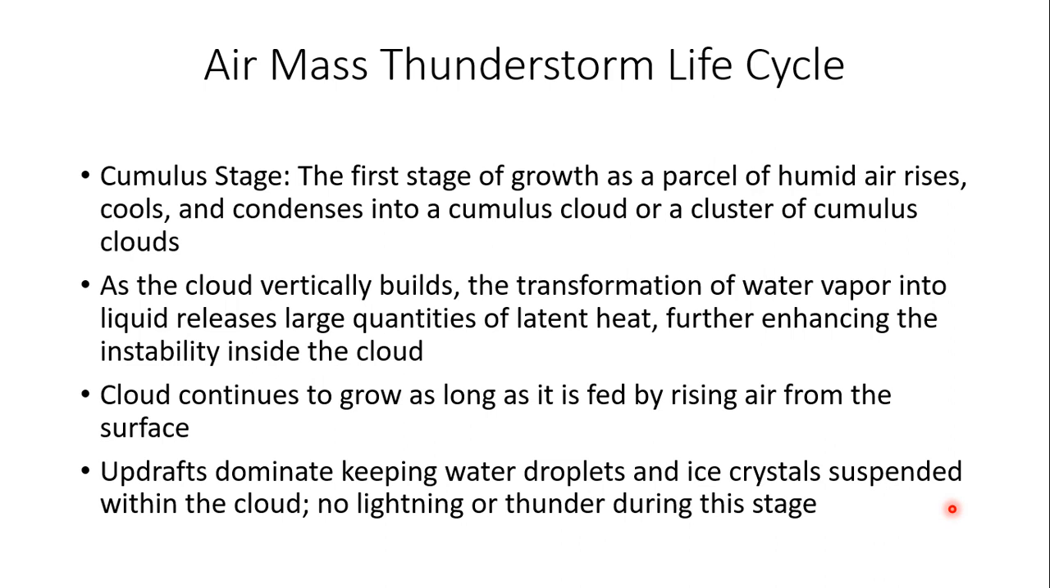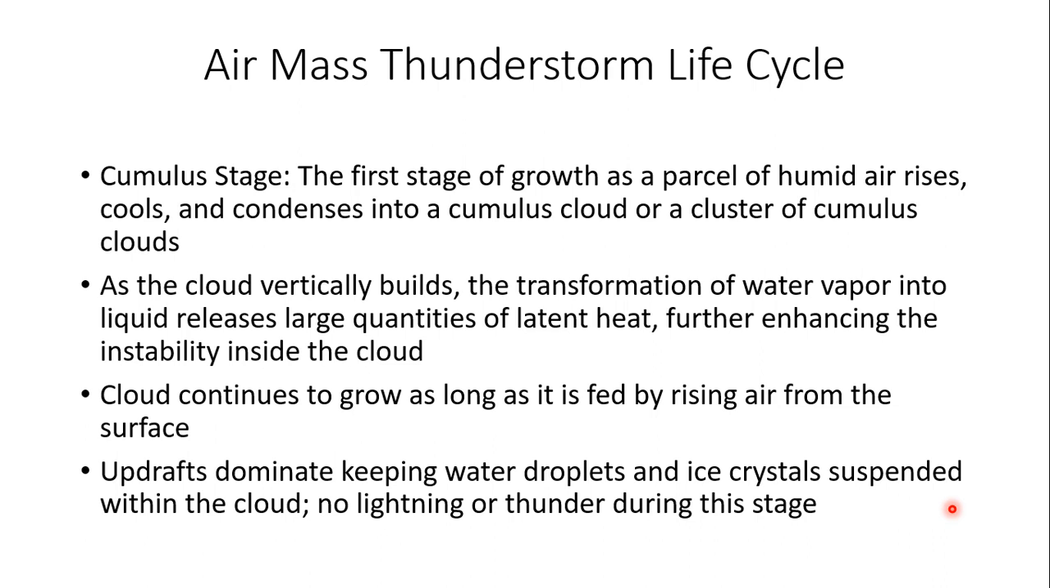Now, as far as air mass thunderstorms, they have a traditional life cycle. So I'm going to cover that now. We'll start off with the first stage of an air mass thunderstorm, and that is the cumulus stage. This is the first stage of growth as a parcel of humid air rises. It cools and condenses into a cumulus cloud or a cluster of cumulus clouds.